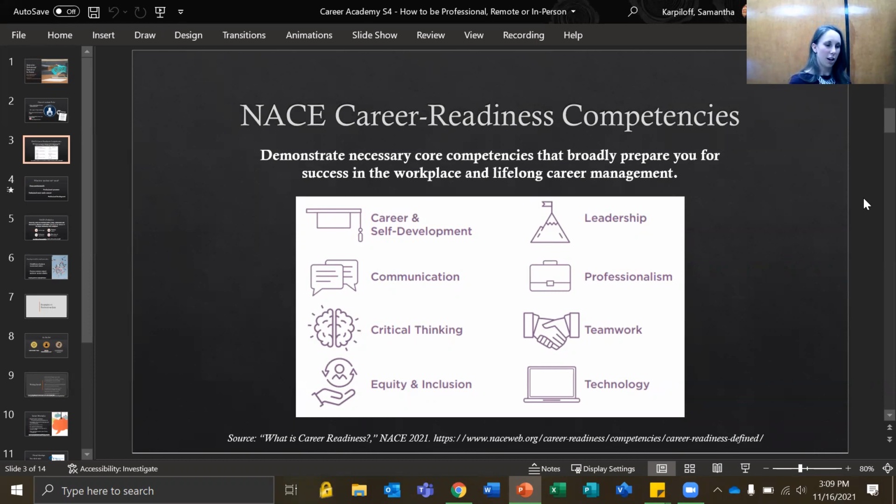Essentially the competencies help to demonstrate core competencies that broadly prepare you for success in the workplace and lifelong career management. As you can see here, they are career and self-development, communication, critical thinking, equity and inclusion, leadership, and of course professionalism, which we'll be talking about today, teamwork, and technology. You can go on to NACE's website to learn more about each of these.